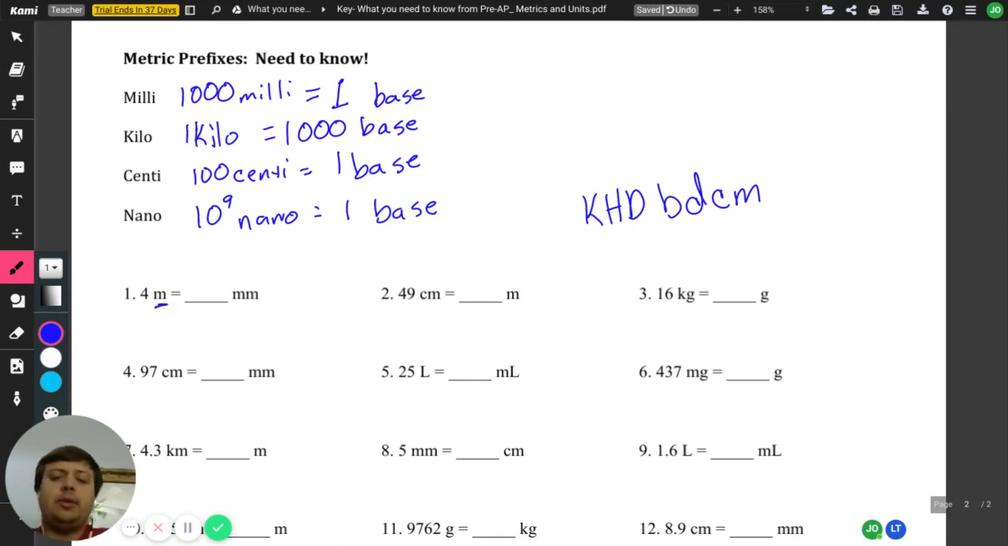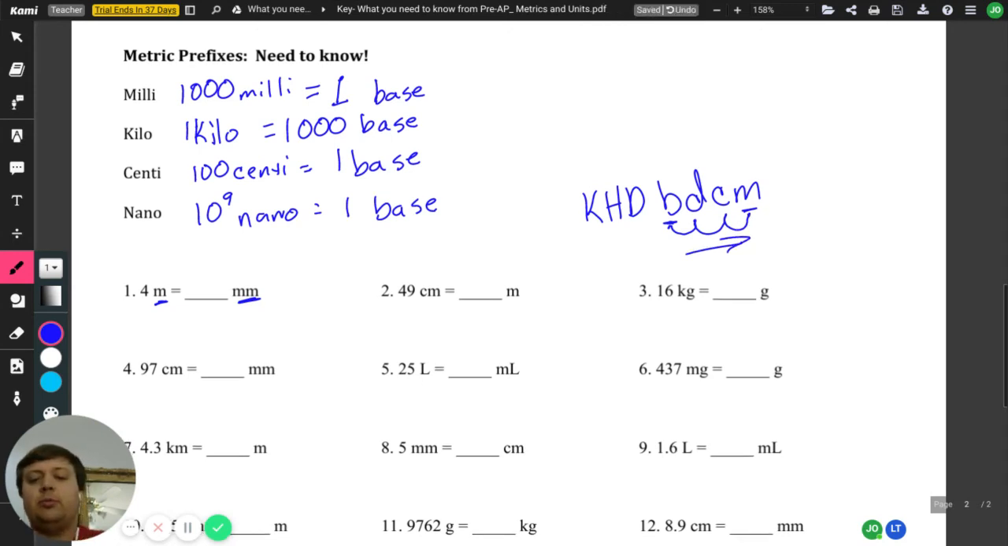So I'm starting at meters and I'm going to millimeters. So meters would be my base and I'm going to milli. So I'm going to go from my base and go over 1, 2, 3 times, and I went 3 times to the right. So I'll take my decimal, which is on the end of that 4, right, and go 1, 2, 3 times to the right. So my answer would be 4,000.